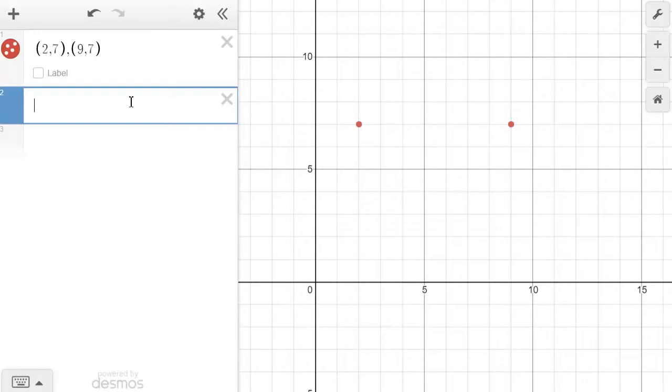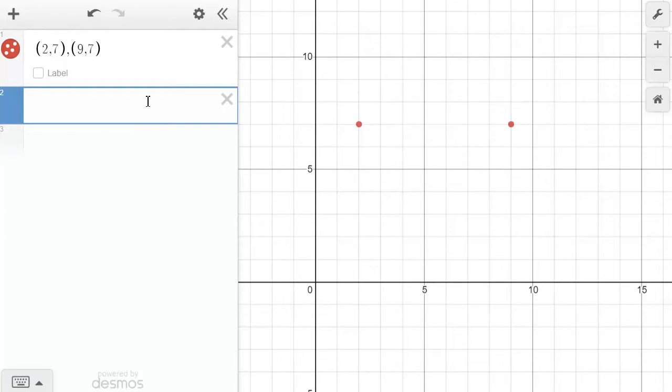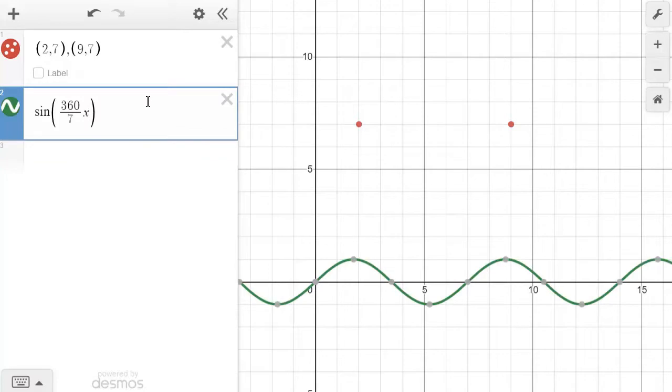Make sure you're in degrees. So go to this spanner. At the moment you're in radians. I will explain what radians mean in the future, but for the time being we're just going to use degrees. So change it to degrees, and then go back to here, punch in sine bracket 360 divided by 7x, close it off. So now you can see that it has a period of 7. See right there, one cycle is 7.